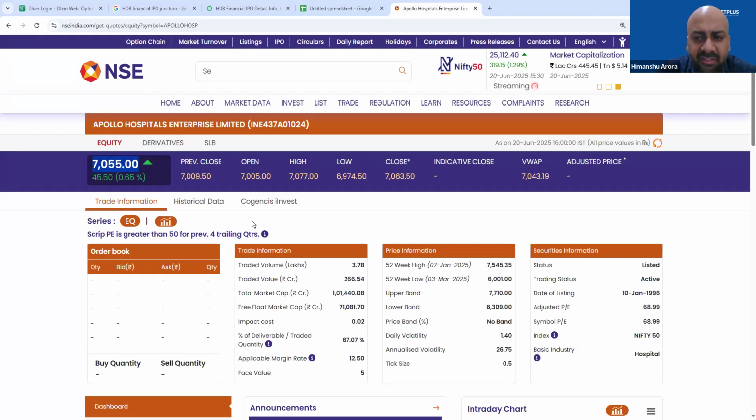Generally there is no difference between CMP and LTP. When the market is open, we call it CMP. When the market is closed, it is called LTP. But at our level, from examination point of view, they both are same.